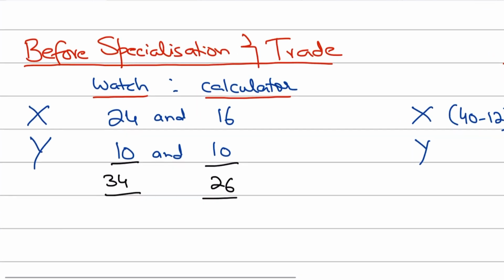Now guys, before specialization and trade, we know that X was making 24 watches and 16 calculators, that is, making and consuming both, right? And Y was making and consuming 10 watches and 10 calculators. So the world output was 34 and 26 respectively.